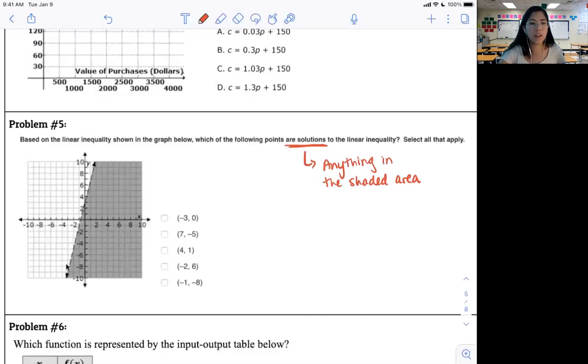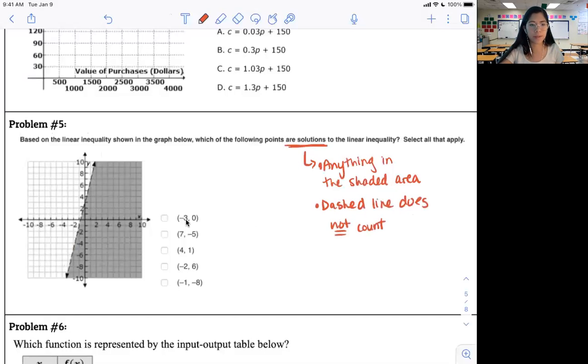What about on the line? Would it count if it was on the line? Like here? No, because the line is dashed. Okay, so since the line is dashed, it does not count. If it was a solid line, it would count. So think about it like it would fall through the cracks. If you put a point on that line, it's going to fall through the cracks. But if it was a solid line, you would be fine. So anything on the line is out.